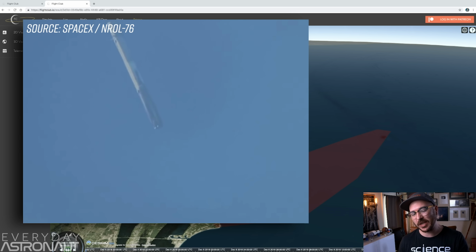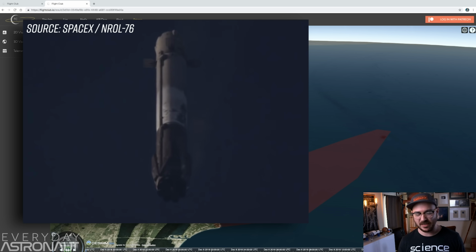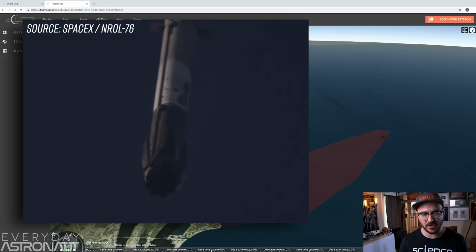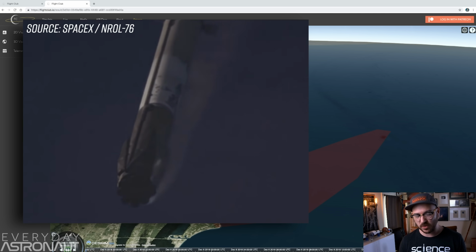So if there's a failure in the grid fins or a failure in some other system, it's just going to go boop right down following its ballistic trajectory. It's these grid fins and a little bit of the nitrogen thrusters too that help point it towards LZ1.